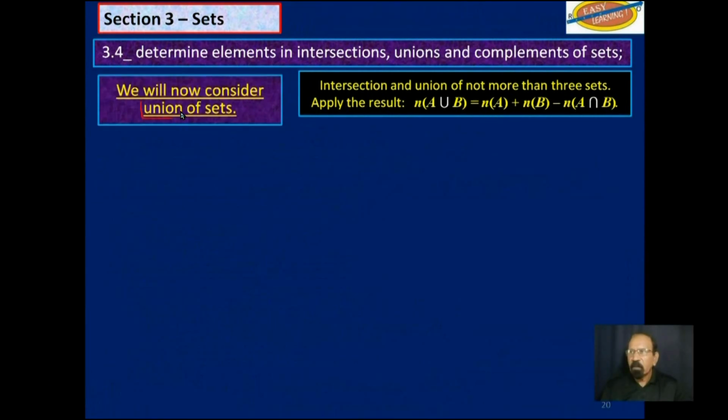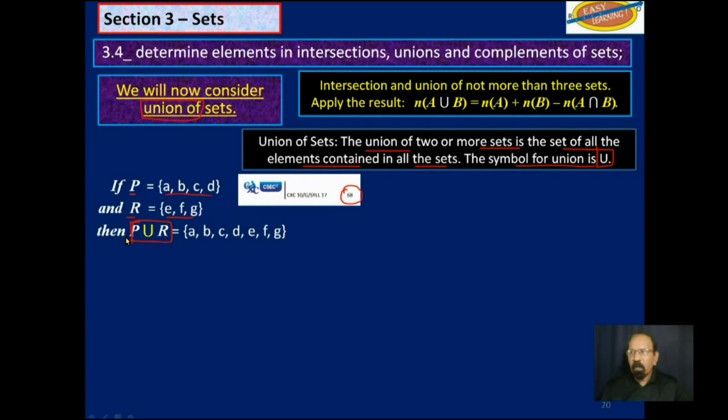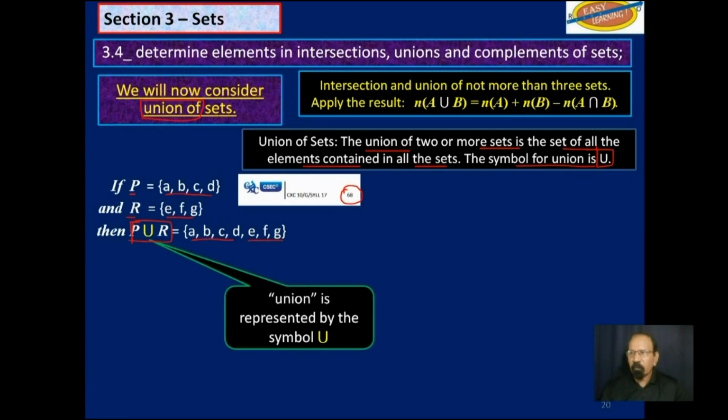We will now consider union of sets. The union of two or more sets is the set of all elements contained in all the sets. The symbol for union is an uppercase U. And that is taken from your syllabus, page 6 to 8. So let us say you have a set P, and its elements are A, B, C, and D. You have another set R, and its elements are E, F, and G. Then the set P union R is made up of all elements in P and R. So it will be A, B, C, D, and then E, F, and G as well. That's union. Union is represented by this uppercase U.